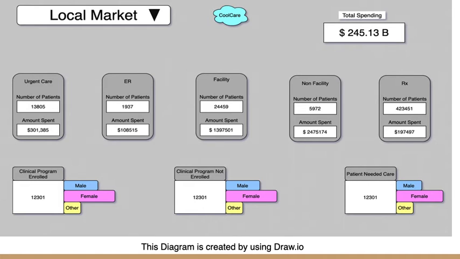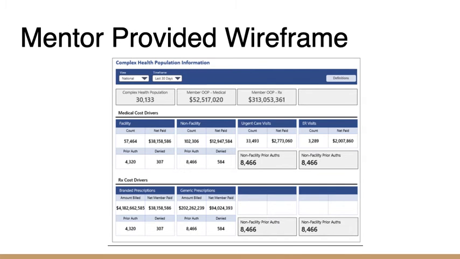At the very bottom, it shows how many patients need care, with some visualization on how many of those patients are male, female, or other gender. What was presented is the mentor provided wireframe, and essentially they are also trying to glean actionable insights from the healthcare data. Over to you, Niraj.